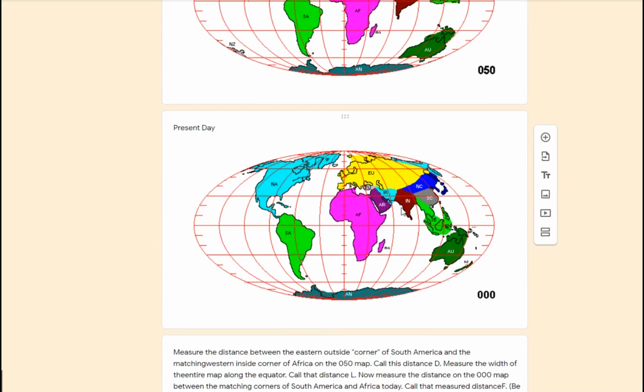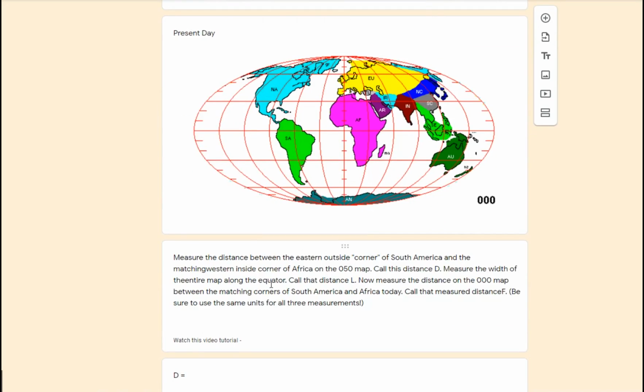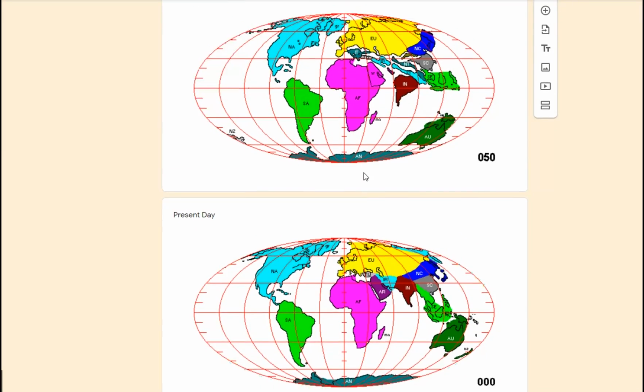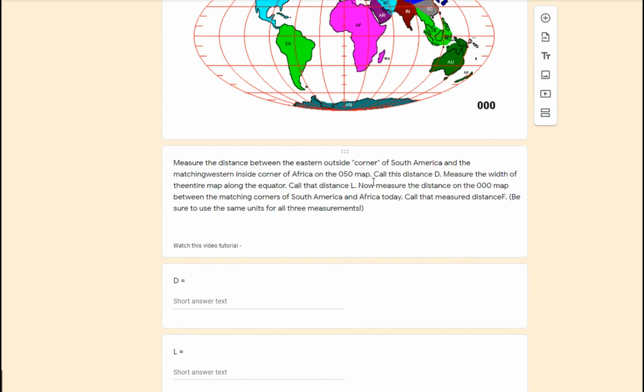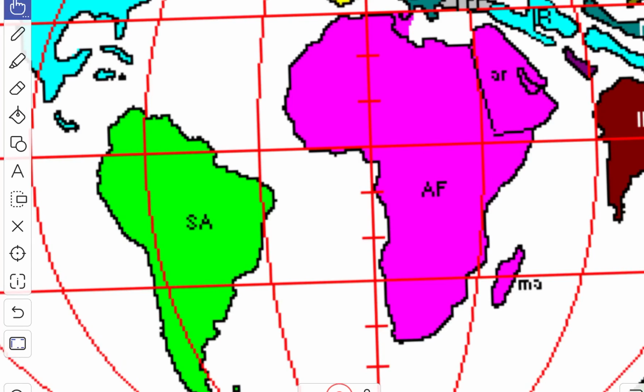The first thing you're going to want to do is measure a couple distances on the maps that are up here. And it explains what to measure right in here. But let me just go to a quick tutorial on that. You can watch this part of the video right here. All right, guys, quick tutorial on how to measure these distances that are given to us. So we need to measure three things labeled D, F, and L.